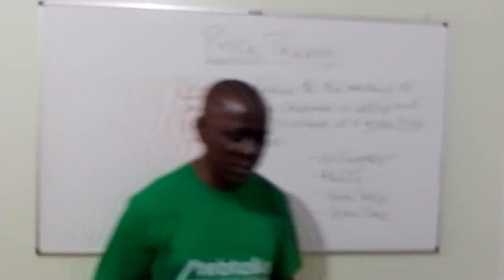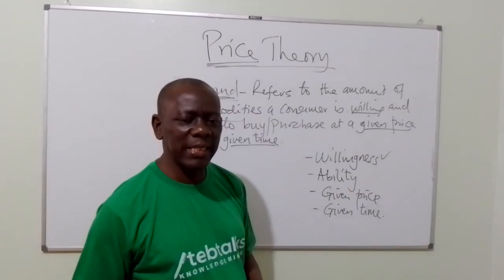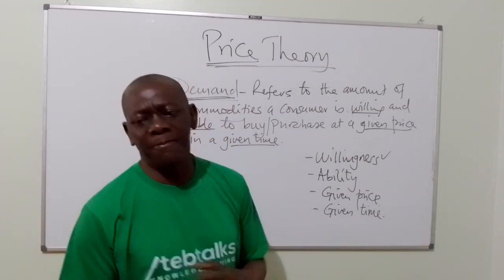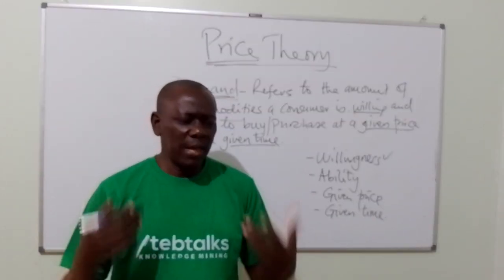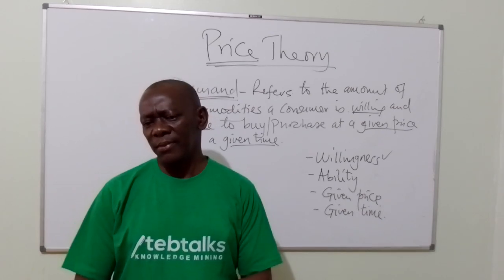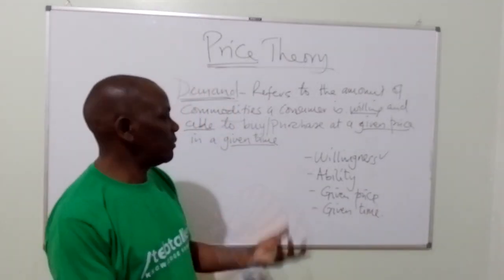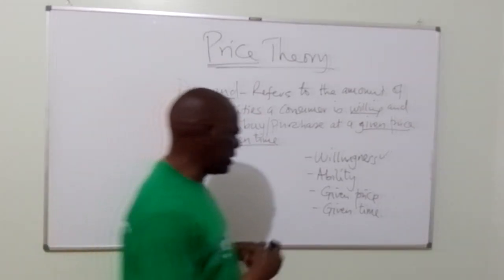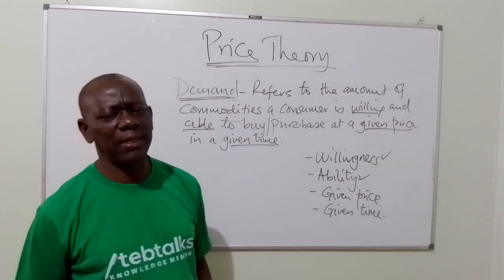Can they afford? Now this ability is looking at the affordability. I'm very much willing. Given my status as a student, I'm willing to buy the books. But I'm not able. I'm not able to buy the books. So the ability is very important in determining the demand.